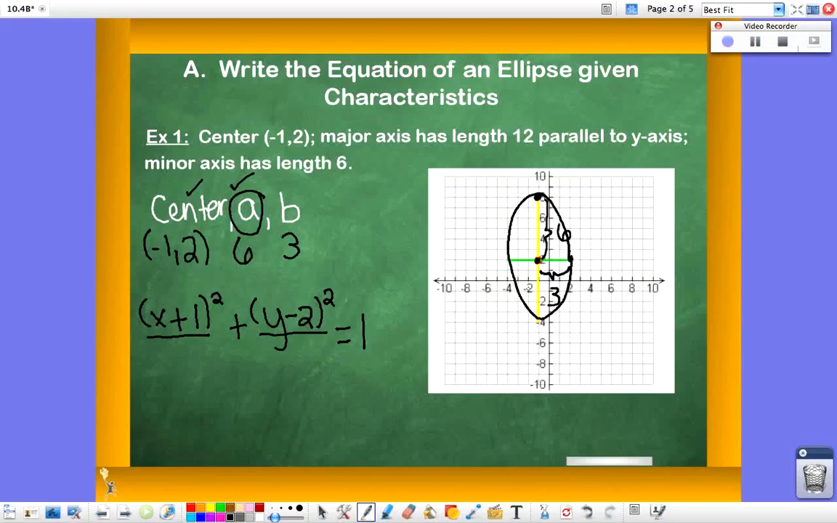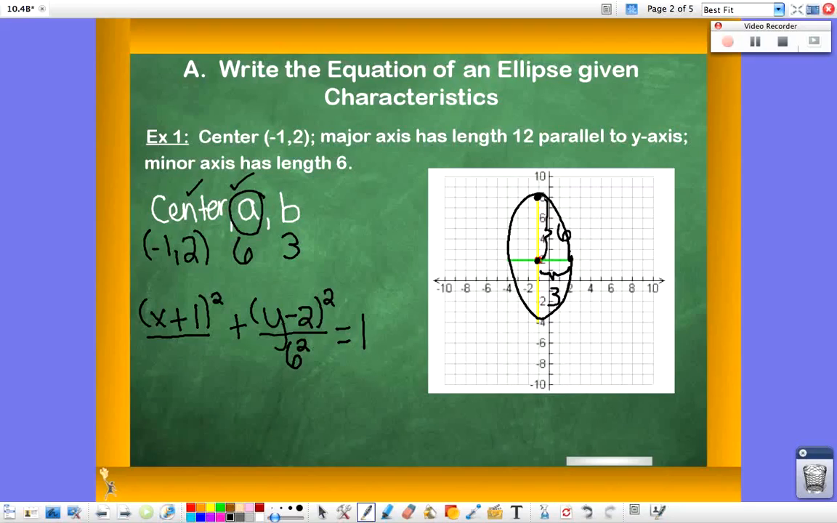And you can see that this is a tall ellipse, in which case it has a vertical major axis, which we can see with the yellow, and therefore my A value, the larger value, is going to go under the y. Remember, this is your A squared. So in other words, this is going to be 6 squared.